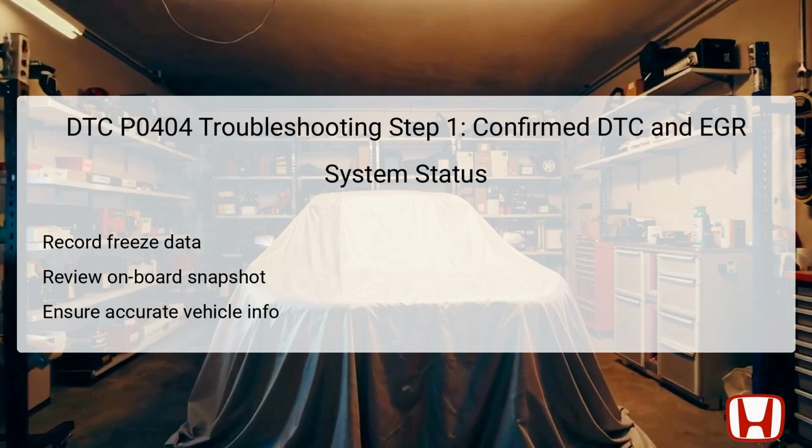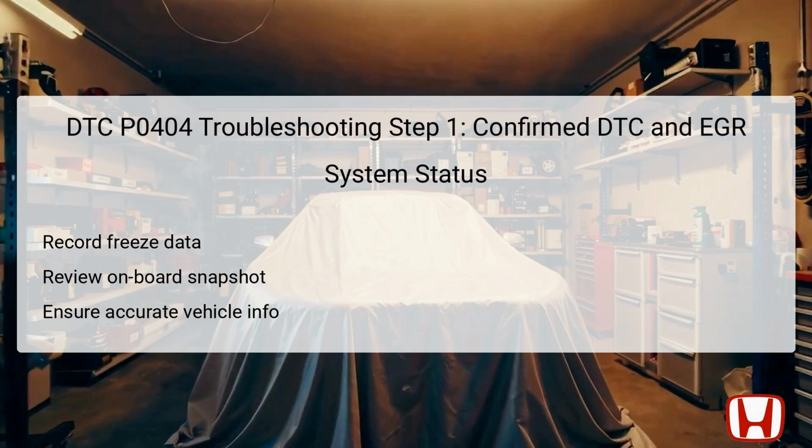stored in the vehicle's ECU. This initial step is crucial because it provides context such as engine temperature, RPM, and operating modes at the time the fault was detected. Recording this data helps determine whether the issue was intermittent or persistent, guiding further diagnostic steps.